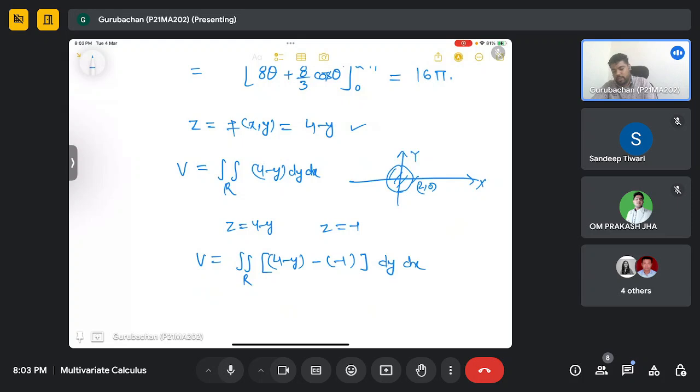From here we can again solve it by changing into polar coordinates, which will give us again the same answer, 16 pi cubic units. If anyone has any doubt in this particular tutorial or the previous tutorial, then you can ask.